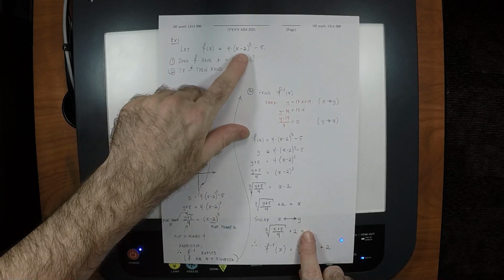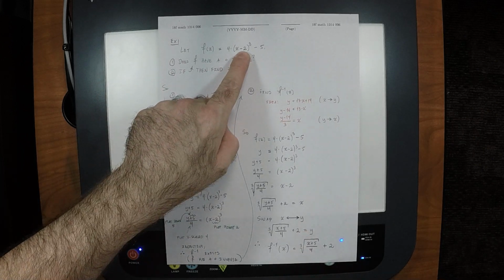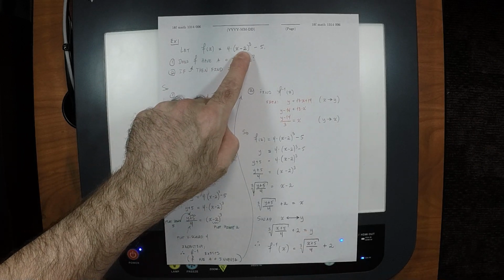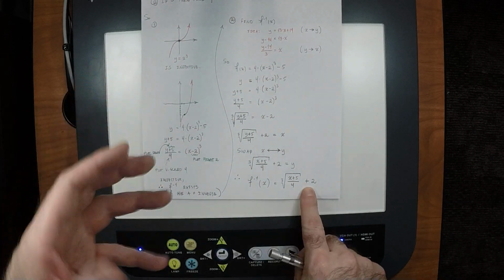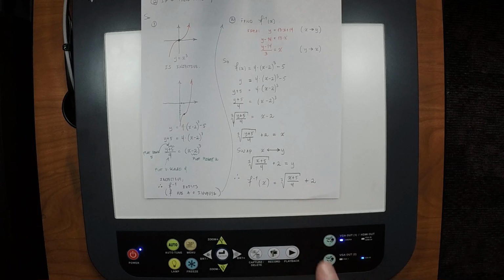So notice that the first thing you'd have to do is subtract 2 for f. For f inverse, the last thing that you do is add 2. Good. Any question about this?